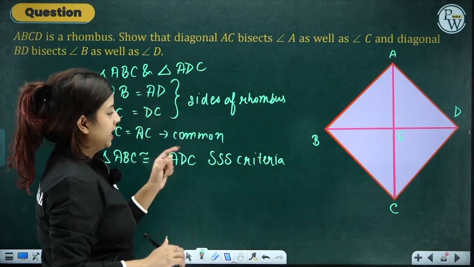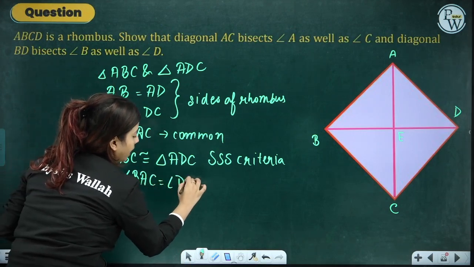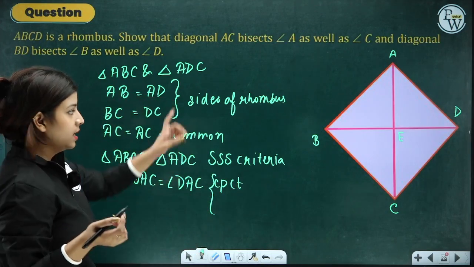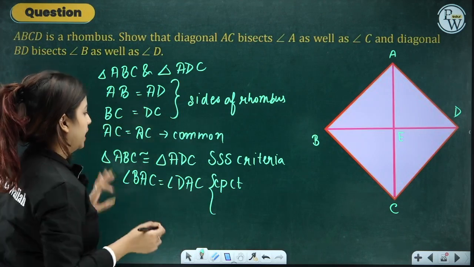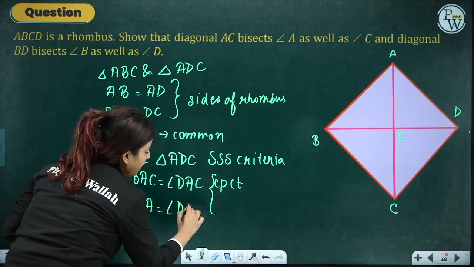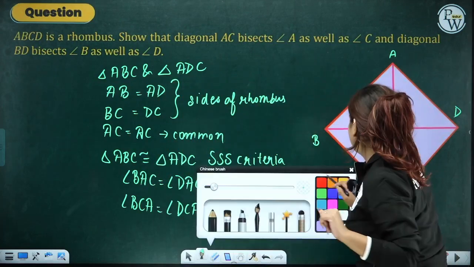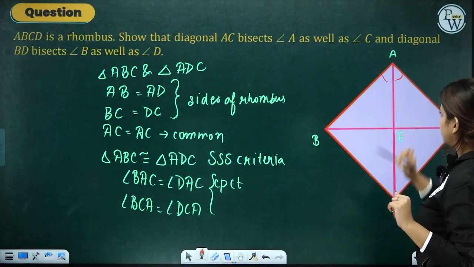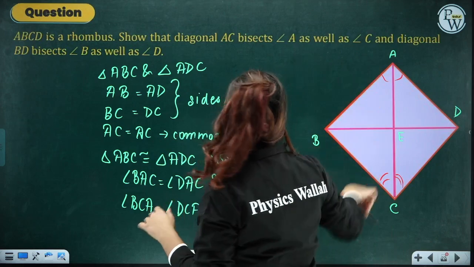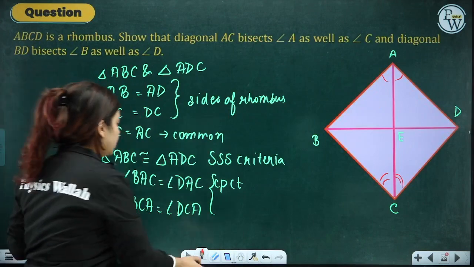And now we can say that angle BAC will be equal to angle DAC by CPCT, that is, the corresponding parts of congruent triangles. The next thing that we can say is that angle BCA will be equal to angle DCA, again by CPCT. Now, since in the figure we have already shown that this angle is equal to this angle and this angle is equal to this angle, we can say that yes, this line AC has bisected angle A and angle C.